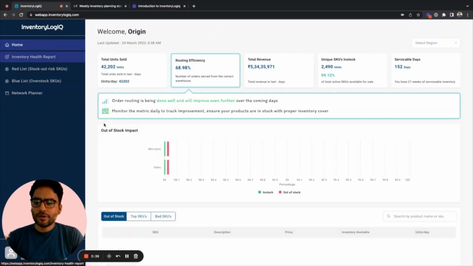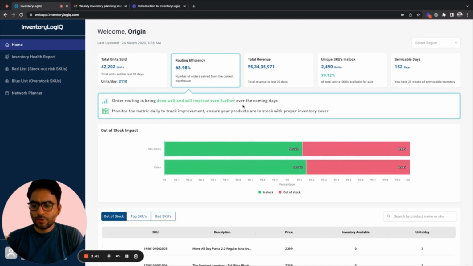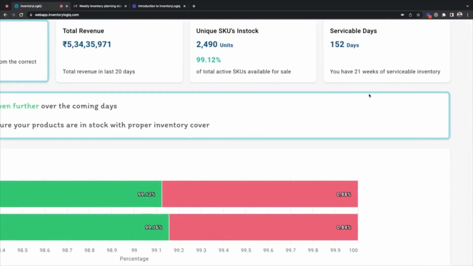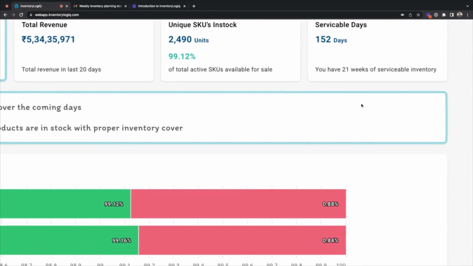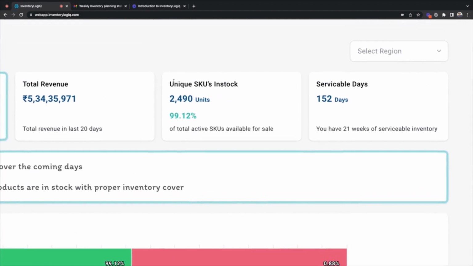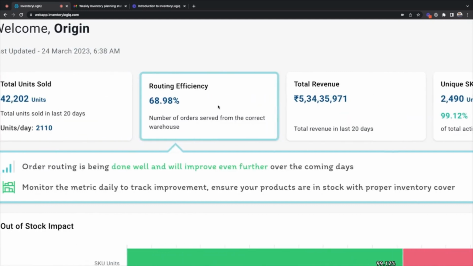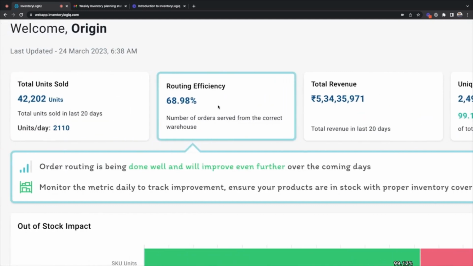And for executive reporting, we have this BI home screen, where you can observe the two leading KPIs: the percentage of your SKUs which are in stock, and how many days of inventory are sitting in the warehouse. Typically, it is challenging to balance both of these, which our algorithm helps you do very well. And for a brand having multiple fulfillment centers, routing efficiency becomes a very important KPI, which talks about the percentage of your orders which are getting served from the right warehouse.